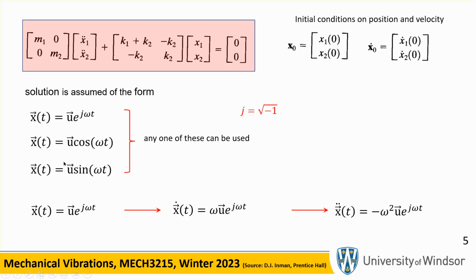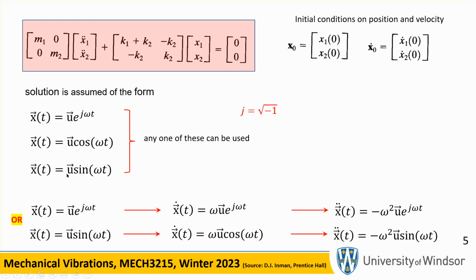I have also written this down for the very last expression. If I say x of t equals a constant vector times sine omega t, when you differentiate this, the derivative of a constant vector is just a constant, the derivative of sine omega t is omega cos omega t, and if you differentiate one more time, you get a minus, another omega, so minus omega squared, constant vector u, and sine omega t.